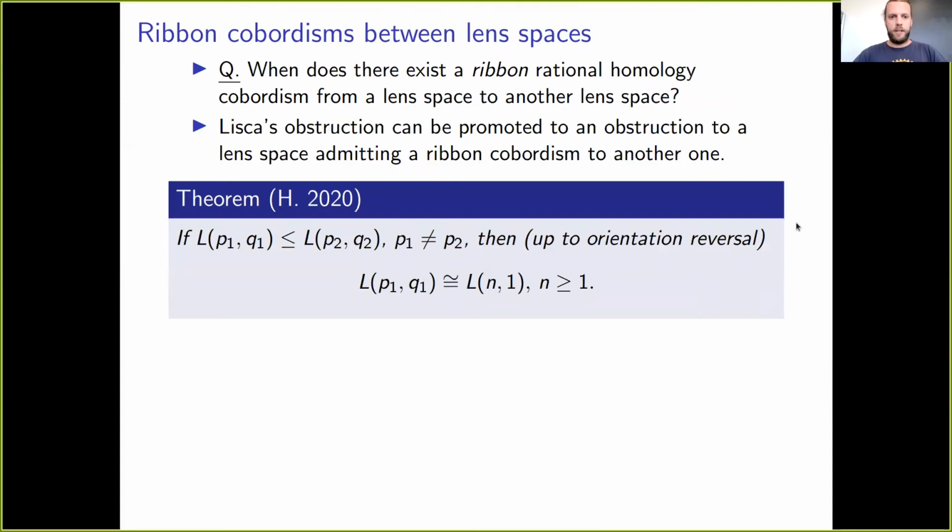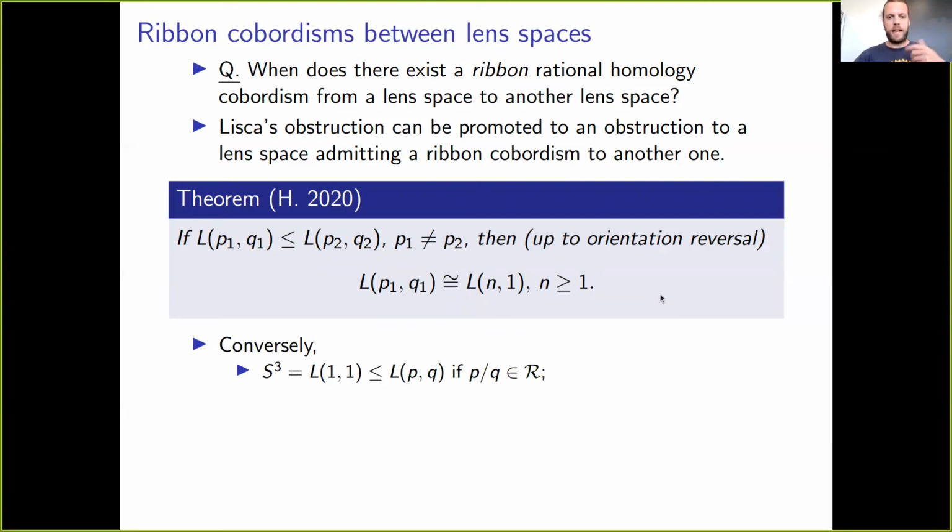And with that obstruction at hand, I was able to prove that if we do have two lens spaces, L(P1,Q1) and L(P2,Q2), and we're going to assume that P1 and P2 are not the same, to exclude the trivial cobordism, the product cobordism, which is just L(P1,Q1) cross an interval. If there exists a ribbon cobordism from the first one to the second one, it turns out that the first lens space actually has to be, up to orientation, homeomorphic to this special lens space L(n,1) for some n greater than or equal to 1.